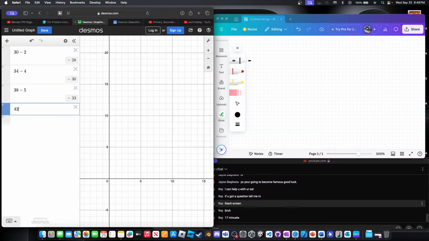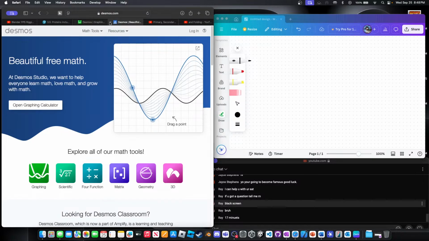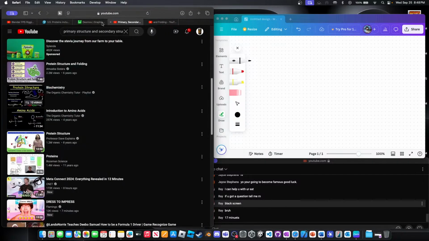What do we do then? 42 minus 7. Okay, I'm thinking I have to grab the mean of all these values. At least that's what I think. Let's get this out of here.